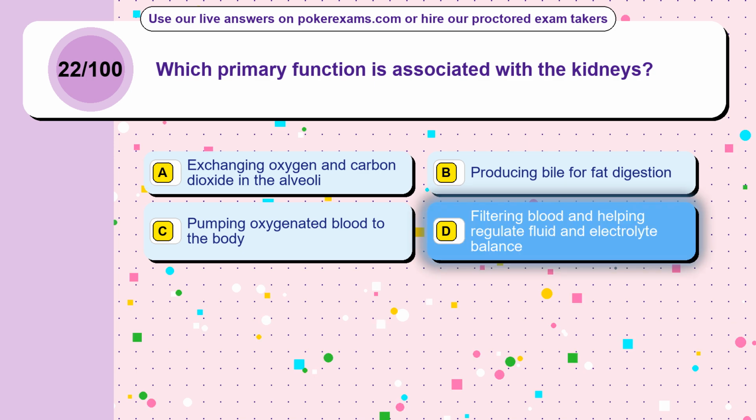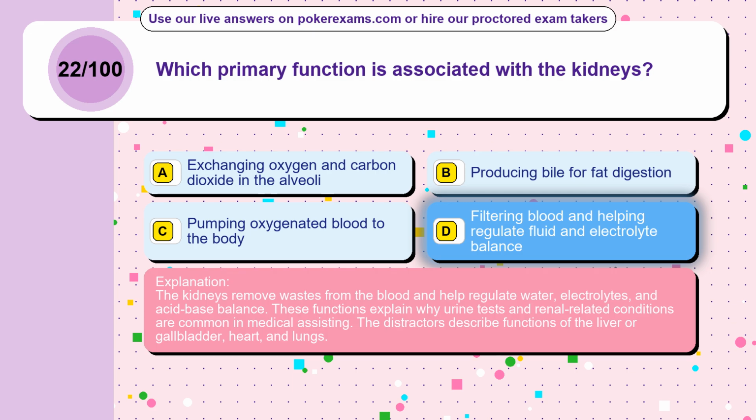The correct answer is option D. Filtering blood and helping regulate fluid and electrolyte balance. The kidneys remove wastes from the blood and help regulate water, electrolytes, and acid-base balance. These functions explain why urine tests and renal-related conditions are common in medical assisting. The distractors describe functions of the liver or gallbladder, heart, and lungs.